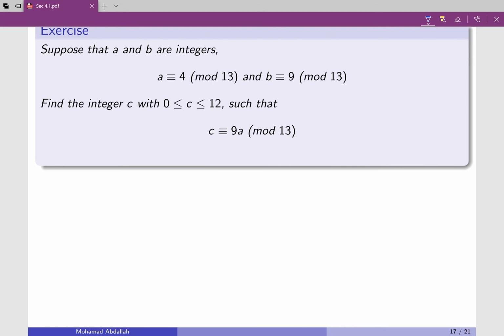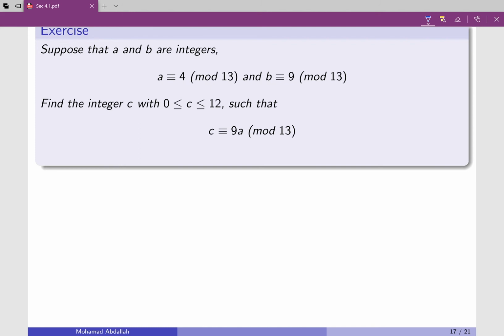Now we'll do some examples just to show you how we can deal with this type of problem. Suppose that A and B are integers, and suppose that A is congruent to 4 mod 13, B is congruent to 9 mod 13. I want to find an integer C between 0 and 12 such that C is congruent to 9A mod 13.